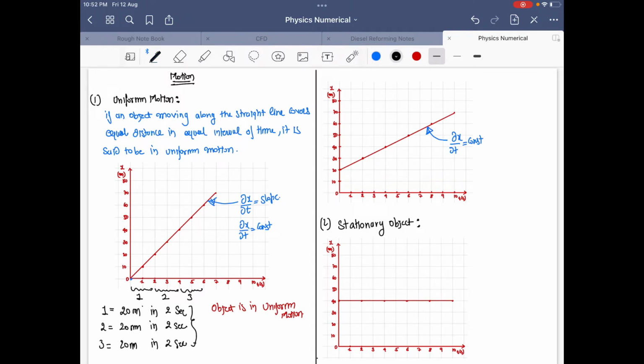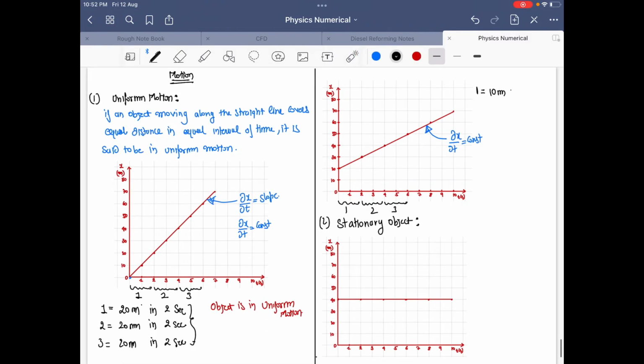Or in the second way, again here you can take intervals of 2 seconds. Again, you can identify from here that for the first 2 seconds, we have taken 3 intervals. For the first interval, you will see the object has moved from 20 meters to 30 meters. How much distance has the object covered?